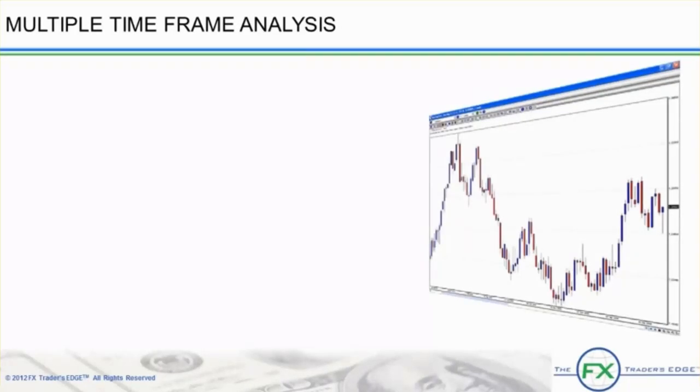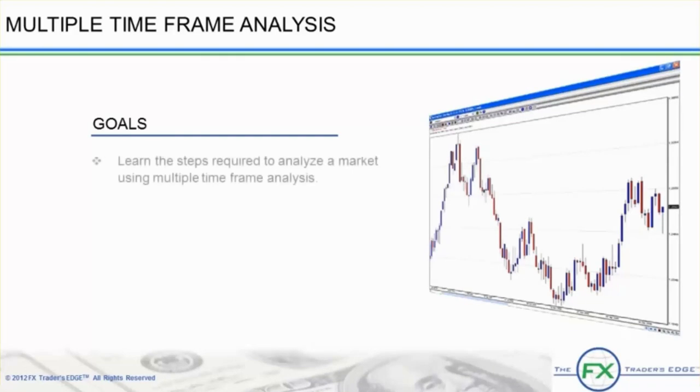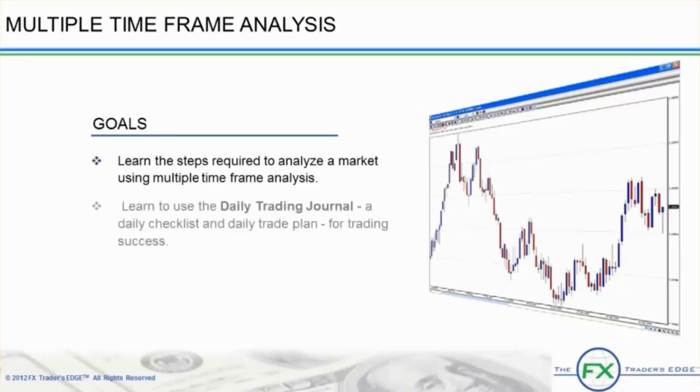Multiple time frame analysis is key to understanding where you are in the wave count. The Daily Trading Journal with the daily checklist and daily trade plan firms up the trading plan for the day so that you are able to implement the Elliott Wave trading map with decisive actions. The goals of this final section are to learn the steps required to analyze a market using multiple time frame analysis. This is accomplished using the Daily Trading Journal, consisting of the daily checklist and the daily trade plan. This focus is imperative for trading success.